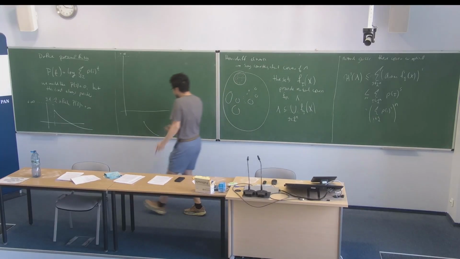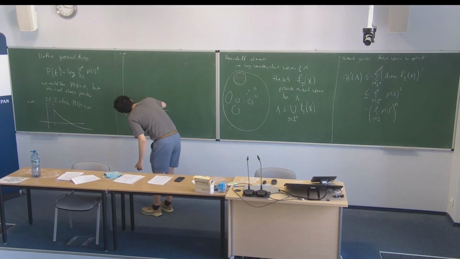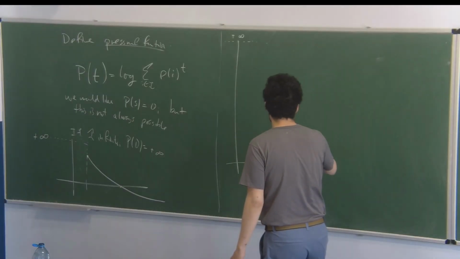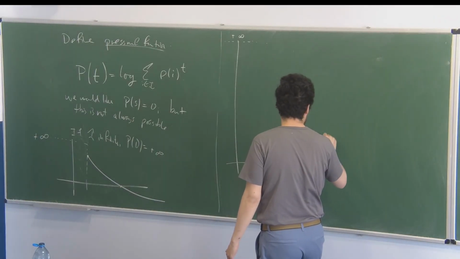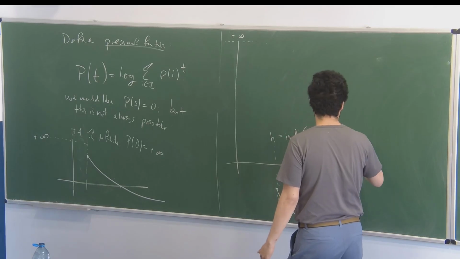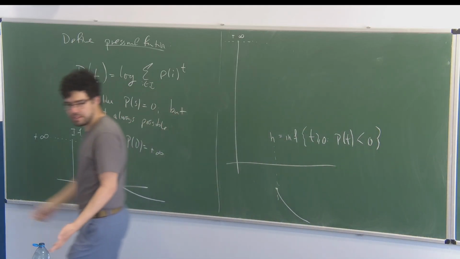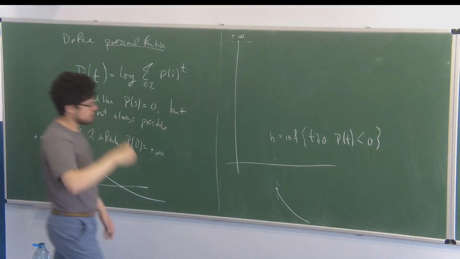But this value here, the value h, is equal to the infimum over t such that p of t is less than 0. This is still a natural guess for the dimension.